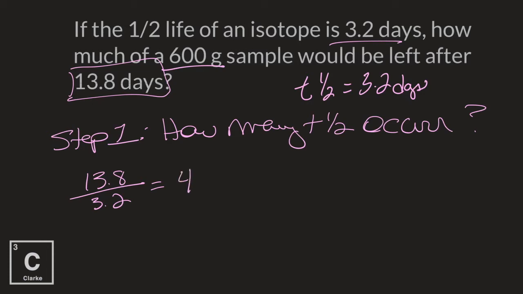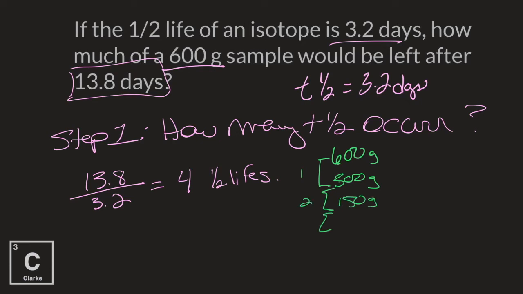4 half-lives. So if we start with 600 grams, we're going to cut that by half. So 600 cut in half, 300. That's the first half-life. 300 divided by 2, cut in half, 150 grams. That's the second half-life. 150 cut in half, that's 75. That's the third half-life. Here we are, the fourth half-life. That's what we're wondering about. And I'm getting 37.5 grams.